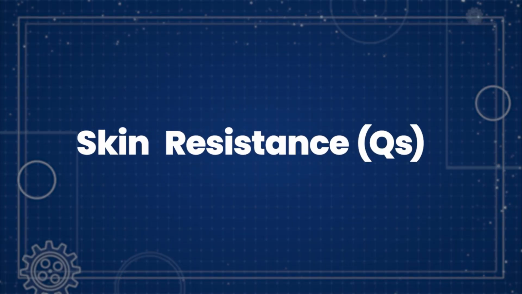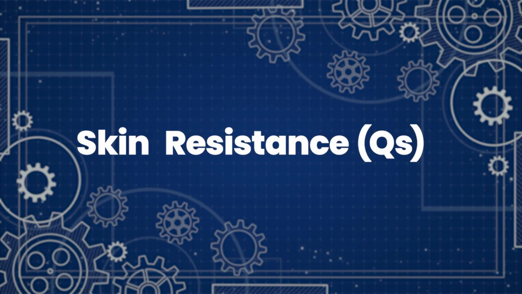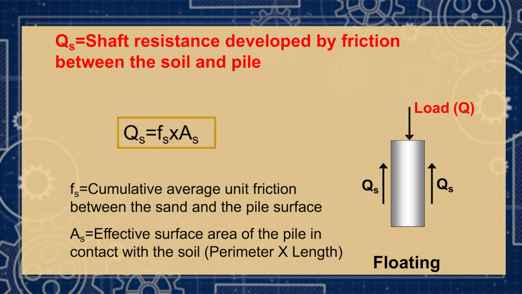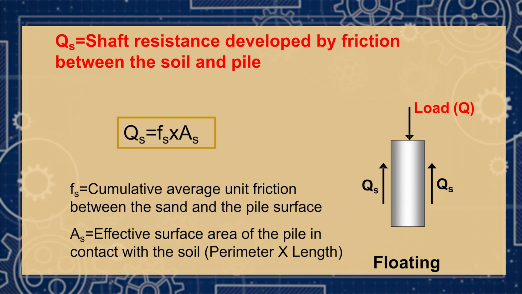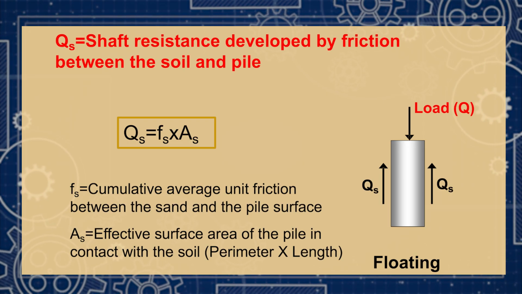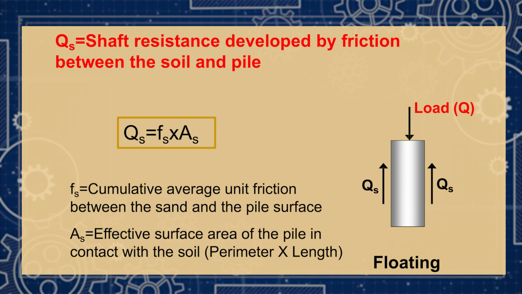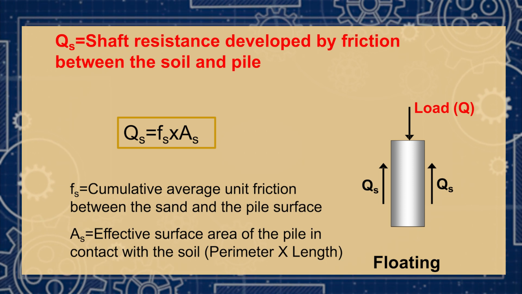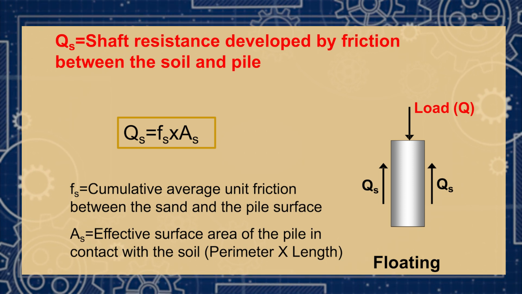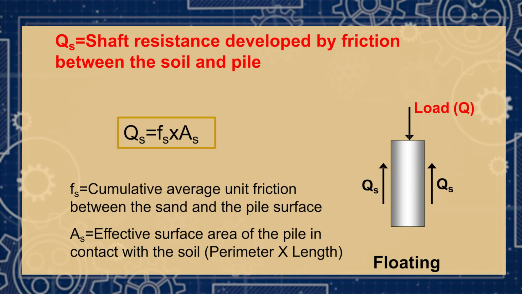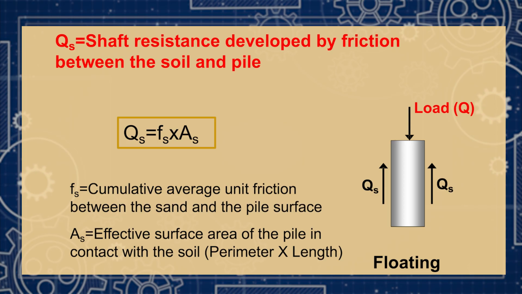Now we will see the skin friction, which will be denoted by Qs. So what is skin friction? Skin friction is nothing but the load taken completely by the soil. So how will it be analyzed? By Fs into As. Fs is the cumulative average unit friction between the sand and the pile surface, and As is the effective surface area, which is perimeter into length. This is the formula.